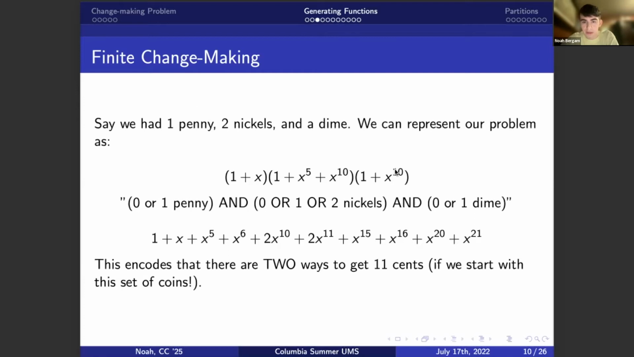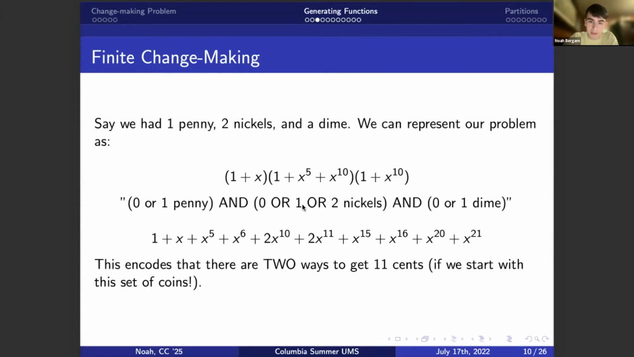we can represent our problem as the multiplication of these 3 polynomials, right? And what this corresponds to is essentially 0 or 1 pennies. So this models the choice of pennies. This models the choice of nickels, right? We can choose 0 nickels, which corresponds to the x to the 0. So the exponent here is really representing the monetary value of the coin we're choosing.